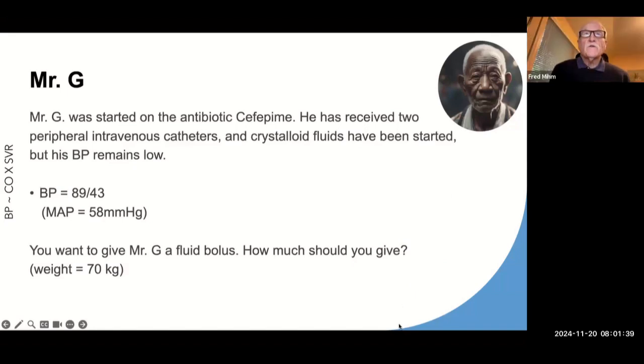I'd give 1 or 2 liters. I think for patients with septic shock, and Mr. G appears to meet those criteria, you want to again give over the first 3 hours a minimum of the first 30 mils per kilogram, which would be 2 liters. I think the speed of it will depend a bit on how low the blood pressure is and how well he responds to what you're giving.